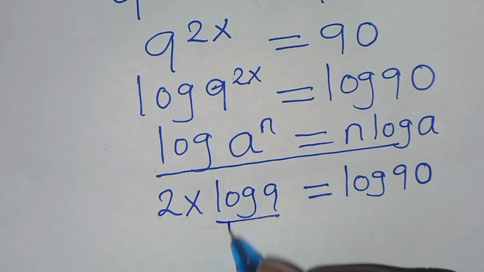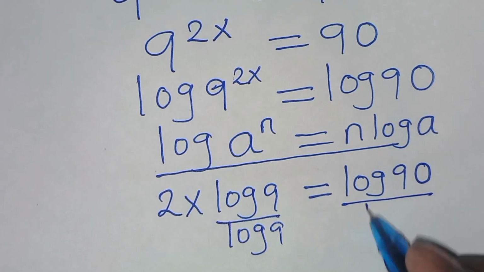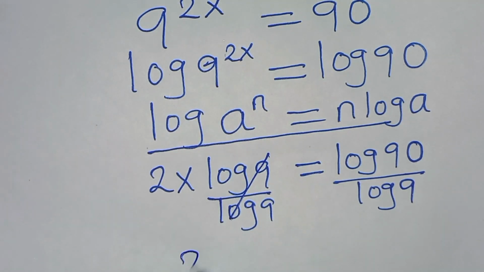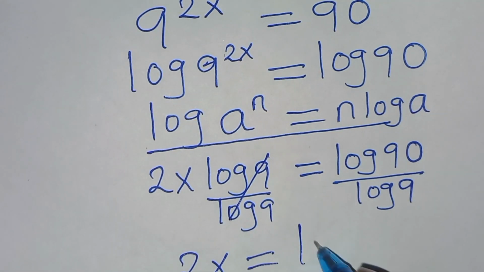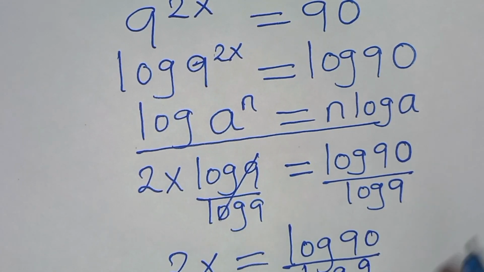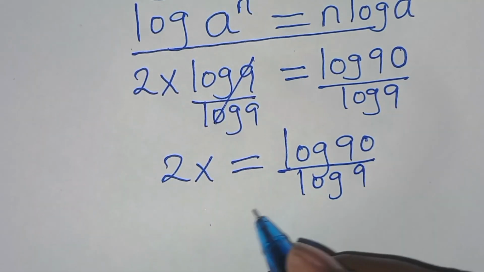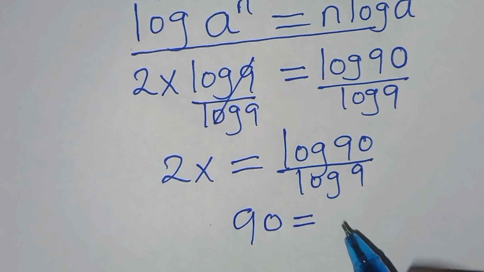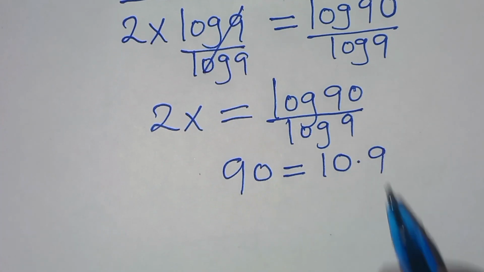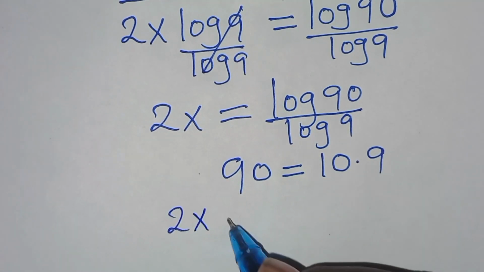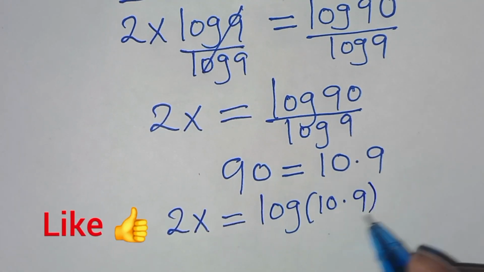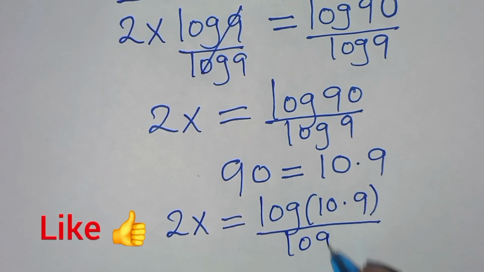Let's divide both sides by log 9. Now simplifying here, log 9 and log 9, so we have 2x is equal to log 90 over log 9. So we can express 90 basically as 10 times 9. Substituting this, we have 2x. This is equal to log 10 times 9 divided by log 9.